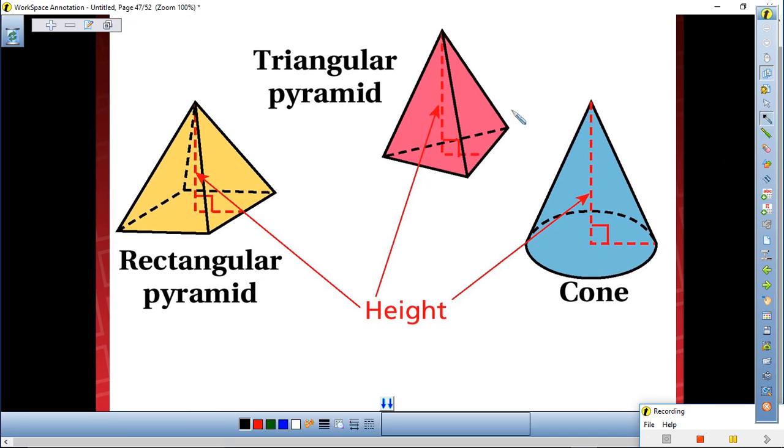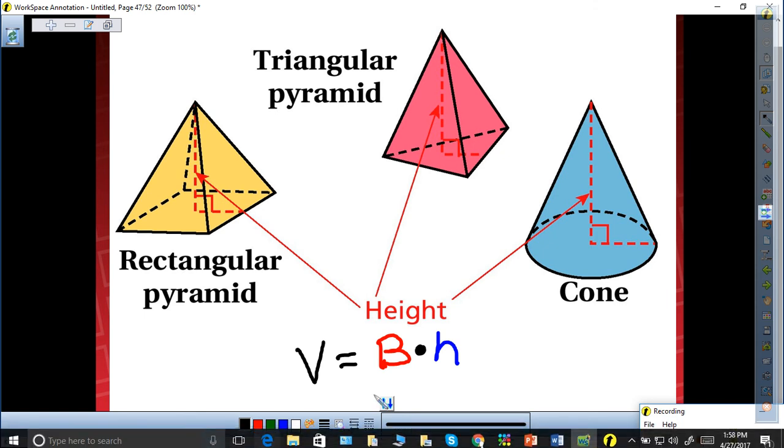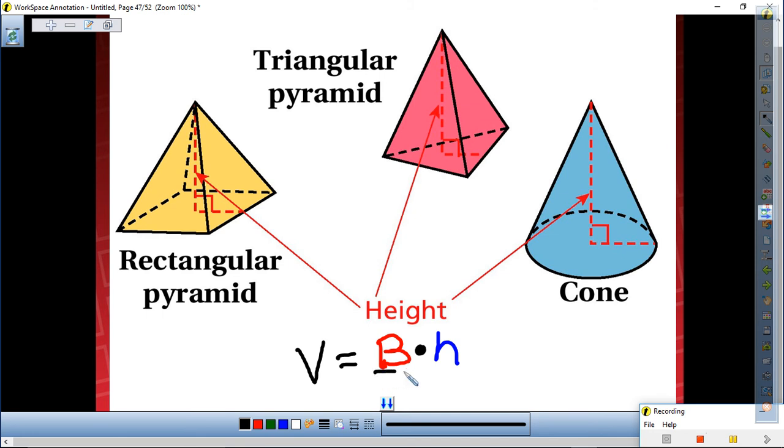To find the volume of pyramids and cones, we write V equals capital B times H. What do you guys notice? Okay, so it's the same thing, but check this out. Look up, please. The only difference is this. What do we do at the end? Divide by 3.